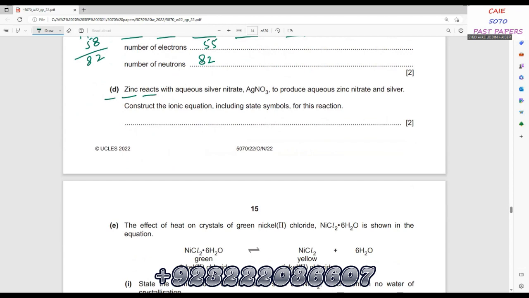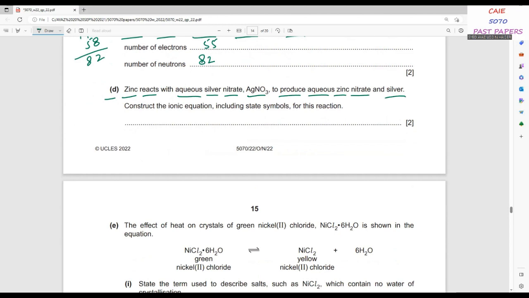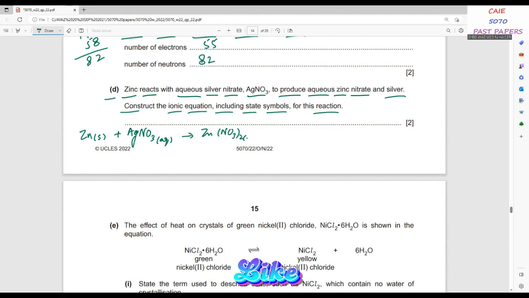D. Zinc reacts with aqueous silver nitrate, AgNO3, to produce aqueous zinc nitrate and silver. Construct the ionic equation, including state symbols, for this reaction. Now you have to construct the ionic equation for this reaction. The reaction will be this: Zn solid plus AgNO3 aqueous gives Zn(NO3)2 aqueous, because zinc carries +2 charge and nitrate ion carries -1 charge, plus Ag solid.